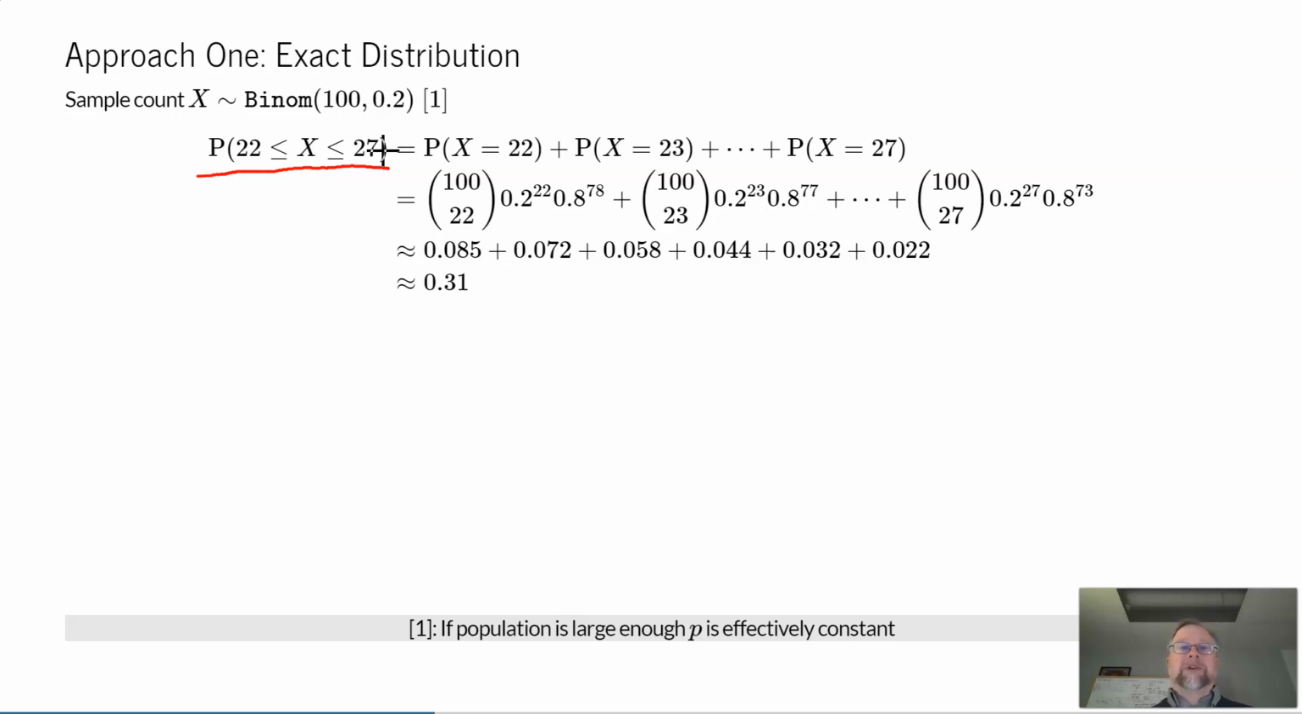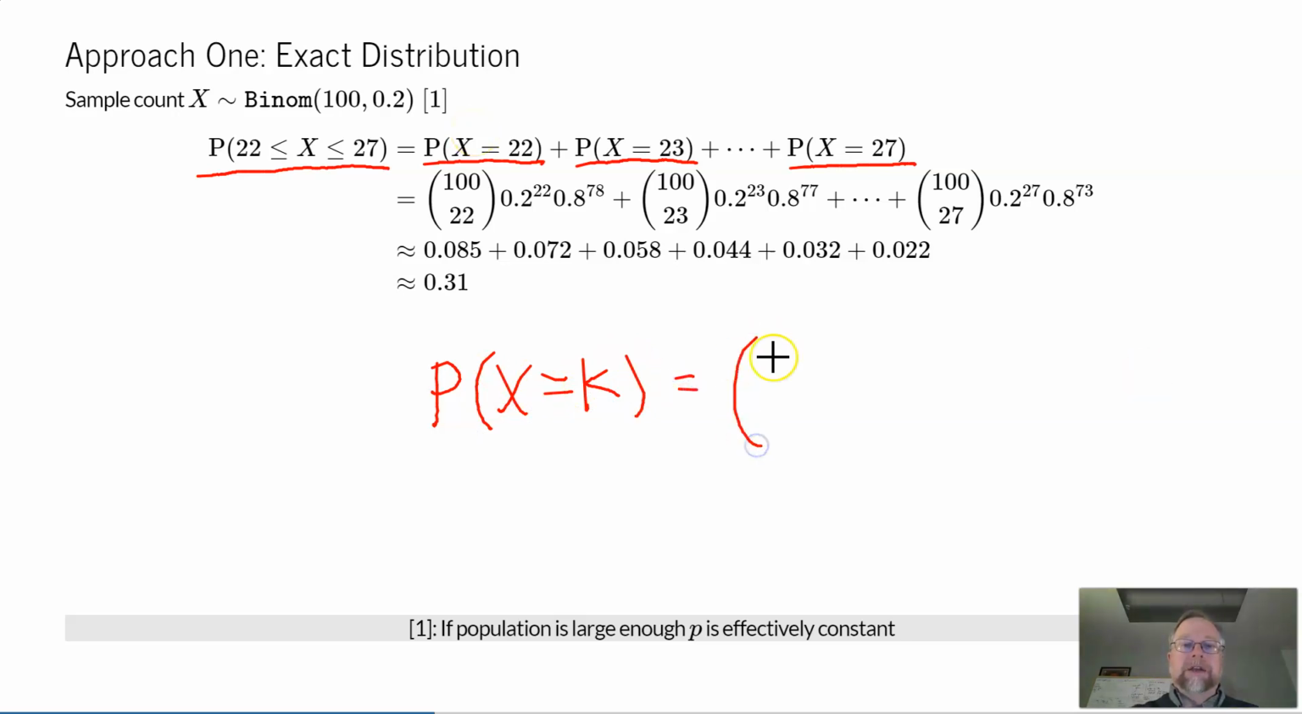So the probability that I get between 22 and 27 is the probability of getting exactly 22 plus the probability of getting exactly 23, and so on and so forth, adding up until we get to the probability of getting exactly 27. And as you may recall, the probability formula for a binomial distribution, for example, the probability that x is 22 is n choose k, p to the k, 1 minus p to the n minus k. And that's exactly what we're seeing here.